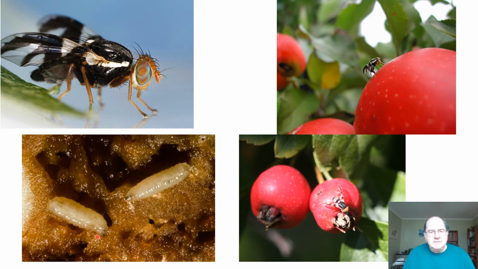When the maggots mature and they're ready to pupariate, they emerge from the apple, drop to the ground, pupariate in the soil, and then eventually emerge as adults. The adults then fly to find a new host, and it's on this host that mating takes place.